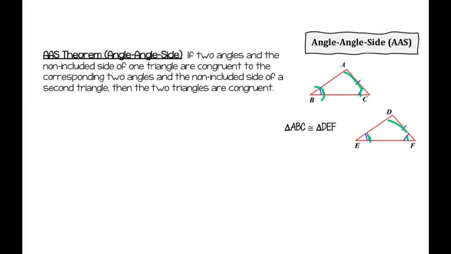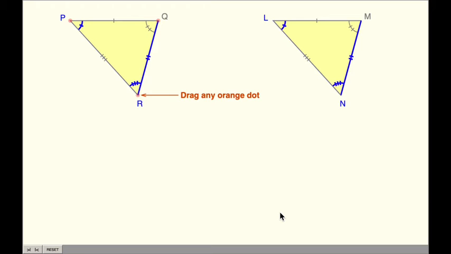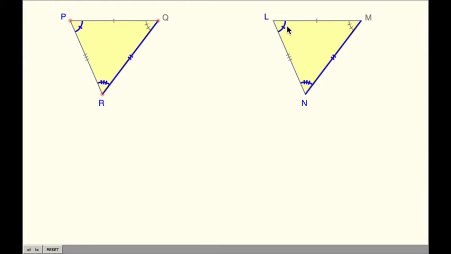This is the visualization for angle, angle, side. So on my left, I've got the angle P, and then I've got angle R, and then the side RQ. And so as I change that, you'll notice that the corresponding angle and angle and side on the right will change to go along with that.